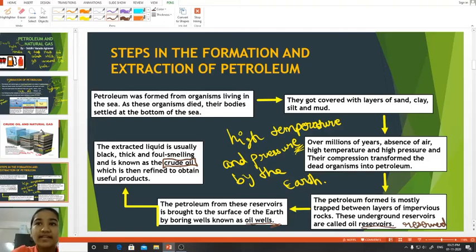So at that time it is known as crude oil and it cannot be used in its natural form. It has no use in its natural form as crude oil. That's why we then refine it to obtain useful products. Refining of petroleum will be our next topic. For now, remember that it is refined to obtain useful products, like petrol, diesel, kerosene, and lubricating oil.